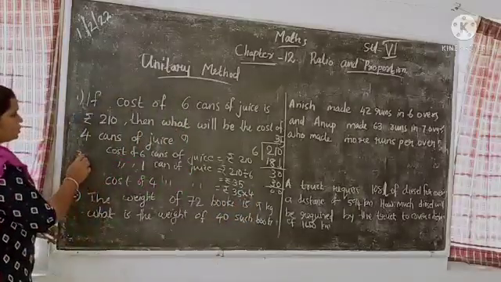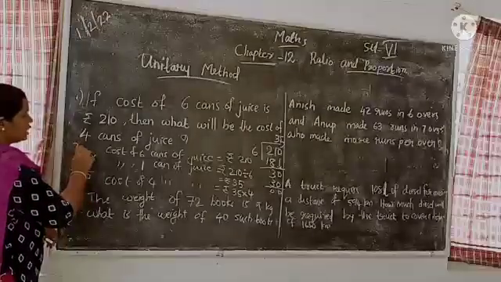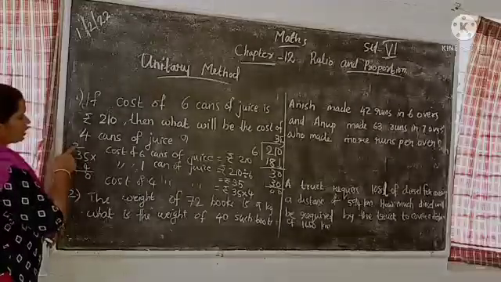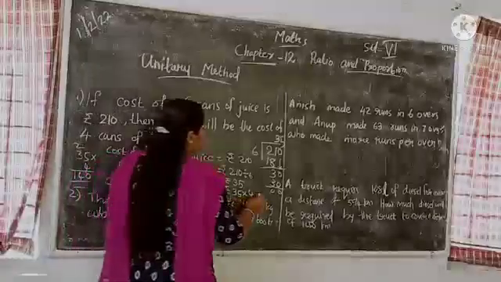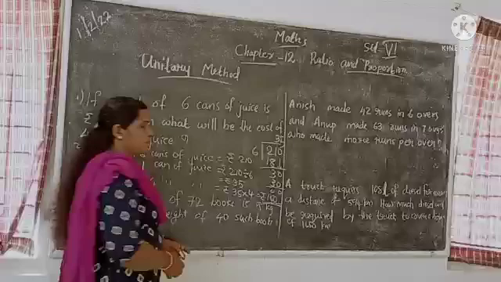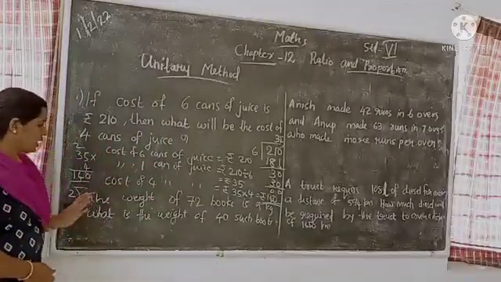35 into 4. 5 into 4, 20. 3 into 4, 12, 12 plus 2, 14. That's equal to rupees 140. 140 is the price of 4 cans of juice. Now another question.